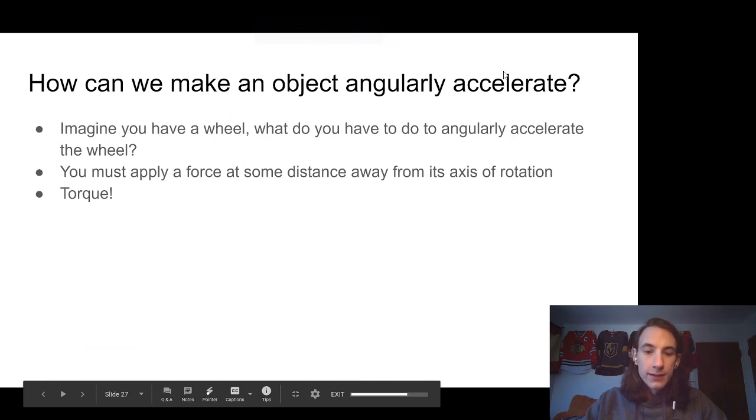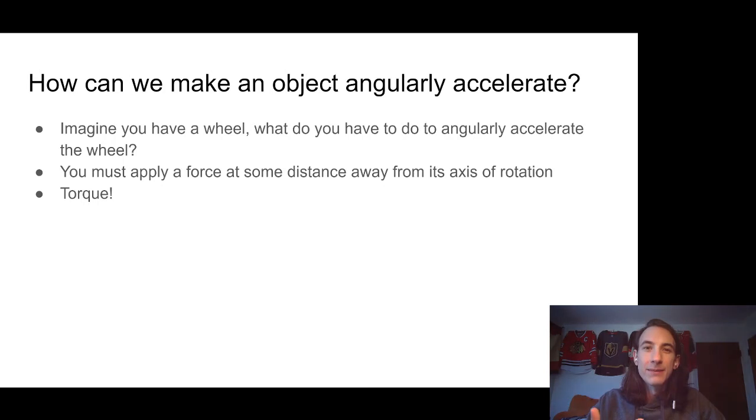All right, now we have this idea of angular acceleration. How could we actually make an object angularly accelerate? If you were holding a wheel, what could you do to angularly accelerate it? We did that in class. We said, if we have this wheel, we have to apply a force some distance away from the axis of rotation. And if we want to use our physics terms, applying a force some distance away from the axis of rotation is just a torque.